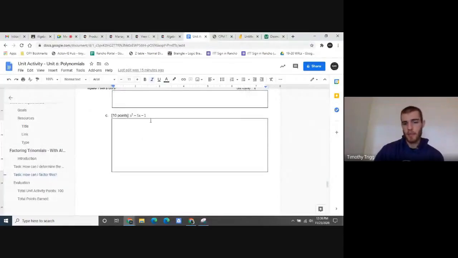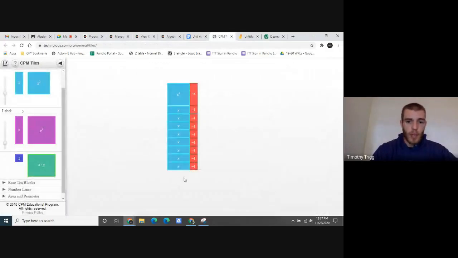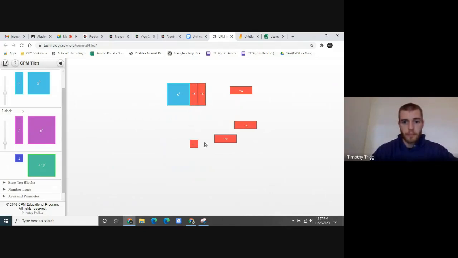Last one. Now this one might not be factorable because I know they're going to at least give us one that's not factorable. But let's take a look. X squared minus 5x minus 1. So I just have a minus 1. Get rid of these. We have minus 5x's. And we have a minus 1.